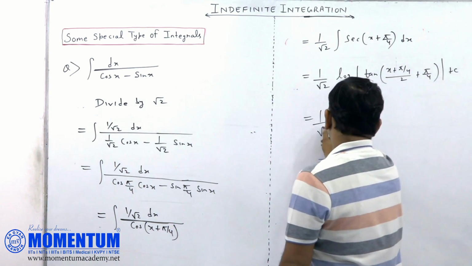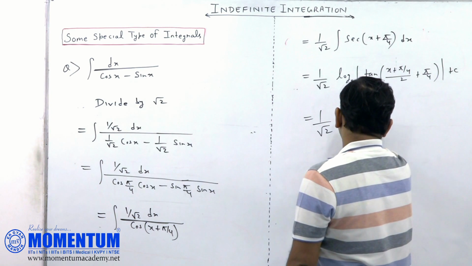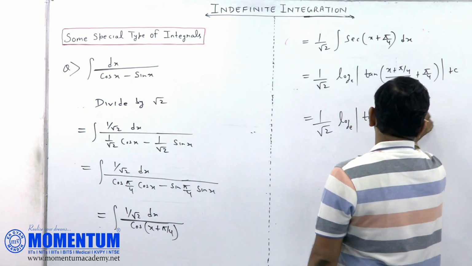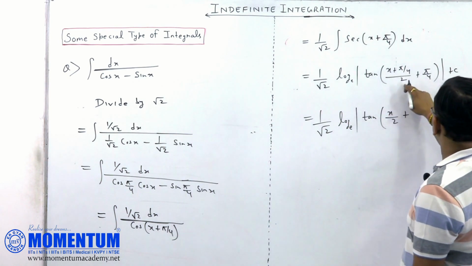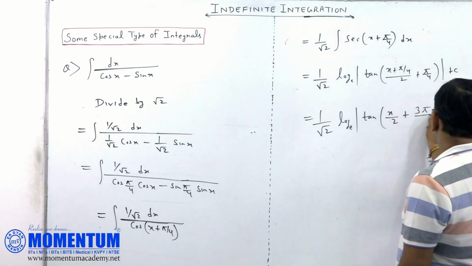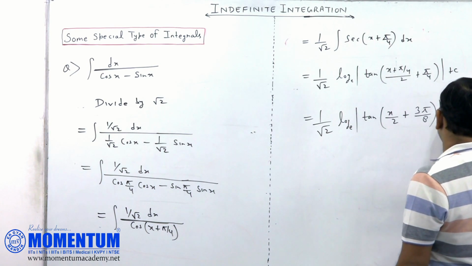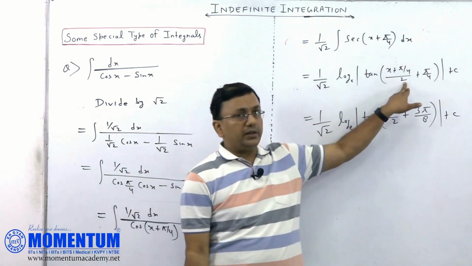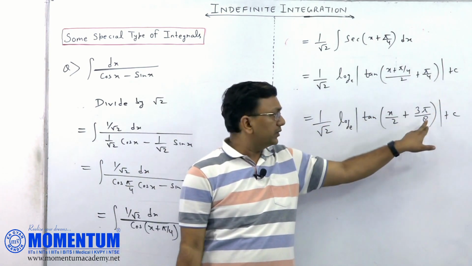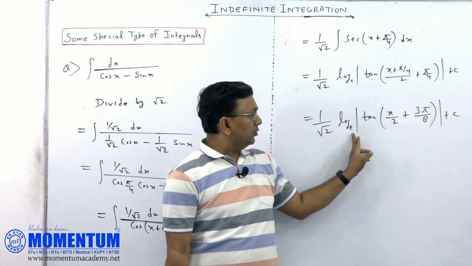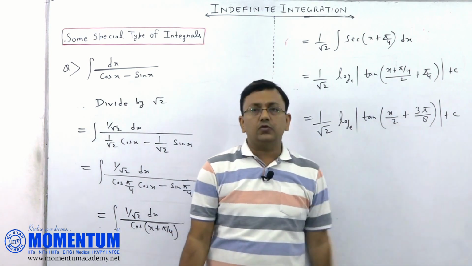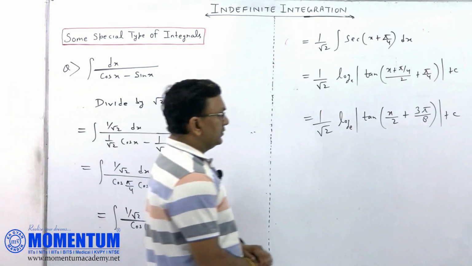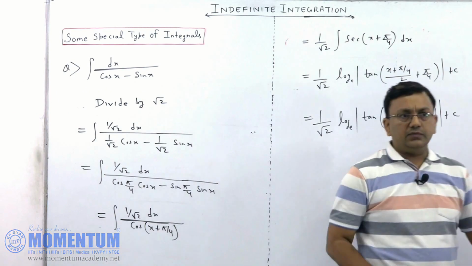So now 1 by root 2 log of tan of x by 2 plus pi by 8 plus pi by 4, 3 pi by 8. Now pi by 8 plus pi by 4 together makes 3 pi by 8. So 1 by root 2 log of mod of tan of x by 2 plus 3 pi by 8. Getting it? So this is our final answer.